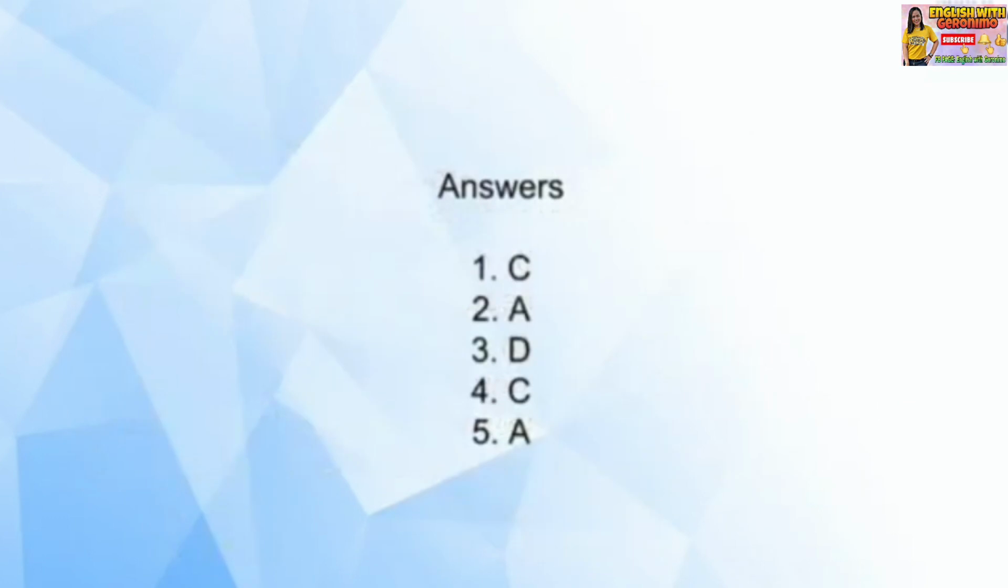Here are the correct answers. Number 1 is letter C, number 2 is letter A, number 3 is letter D, number 4 is letter C, and number 5 is letter A. And that ends our lesson on composing a simple informative essay.